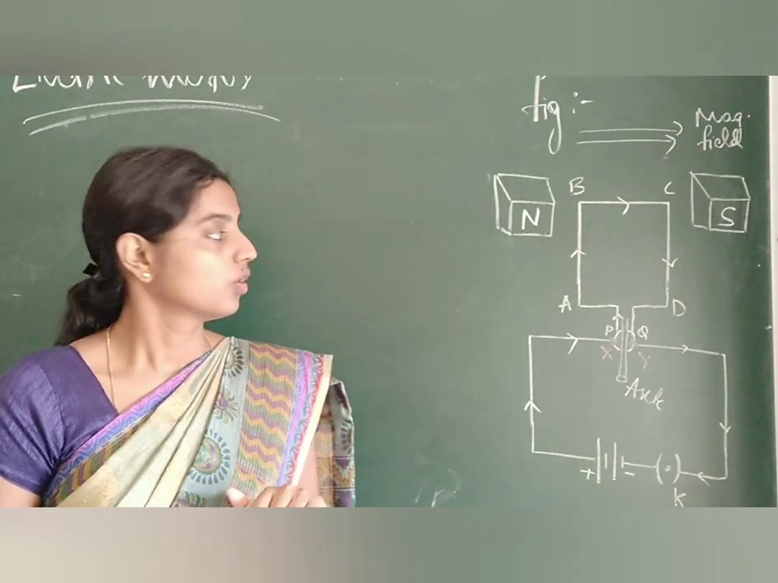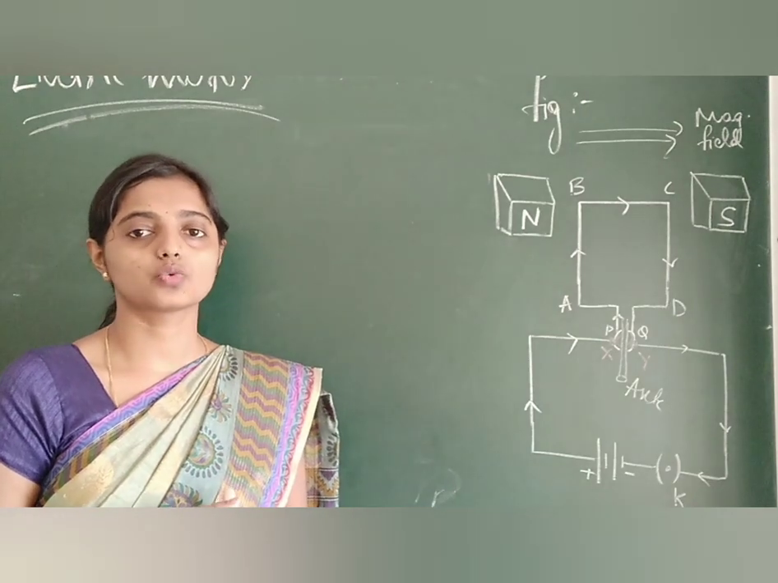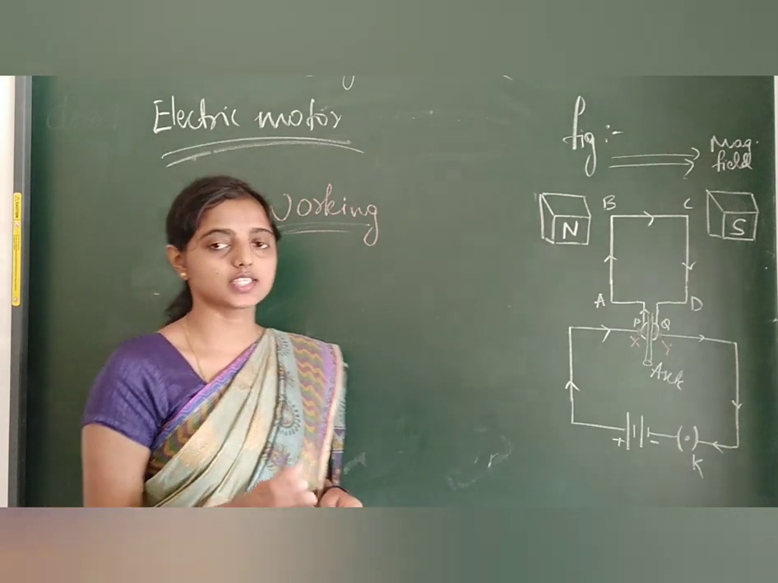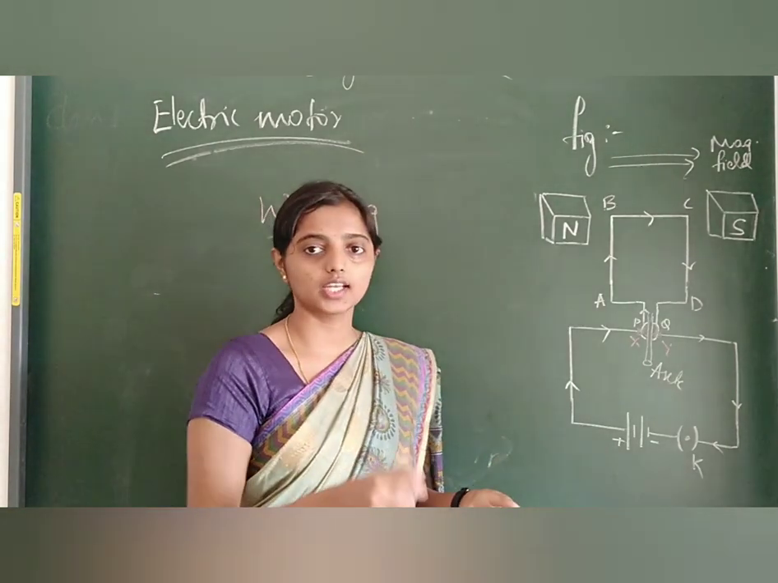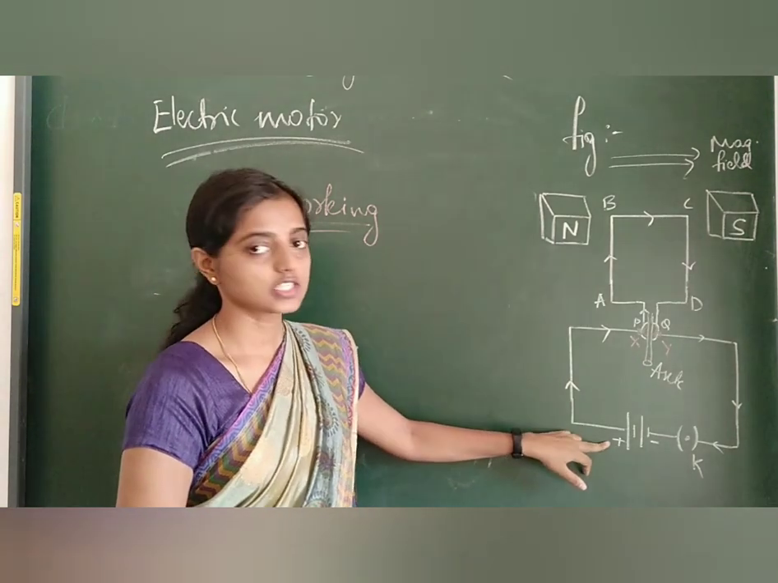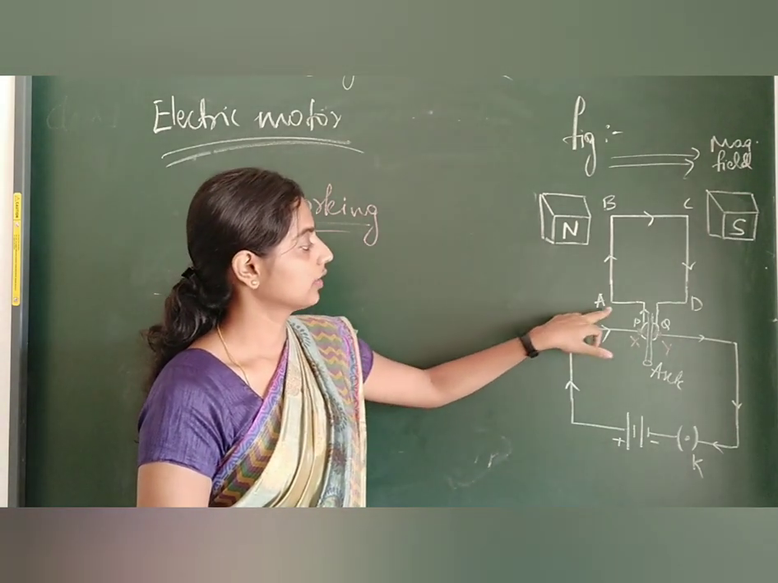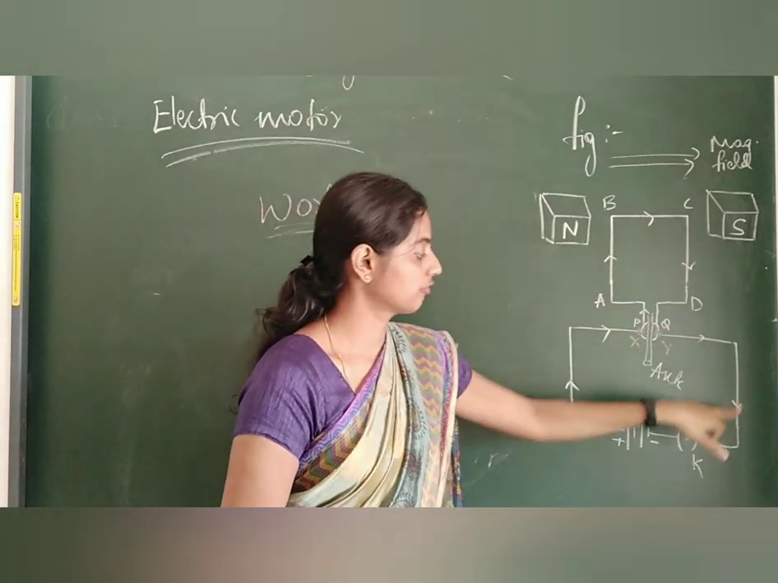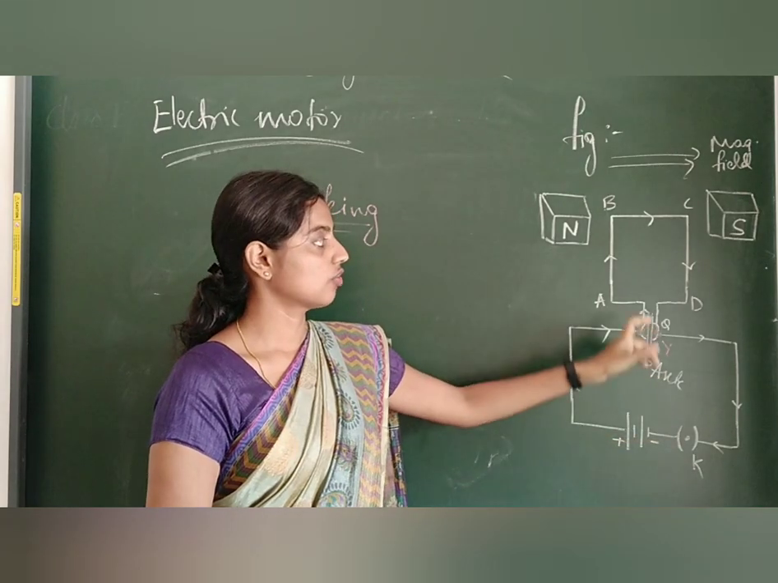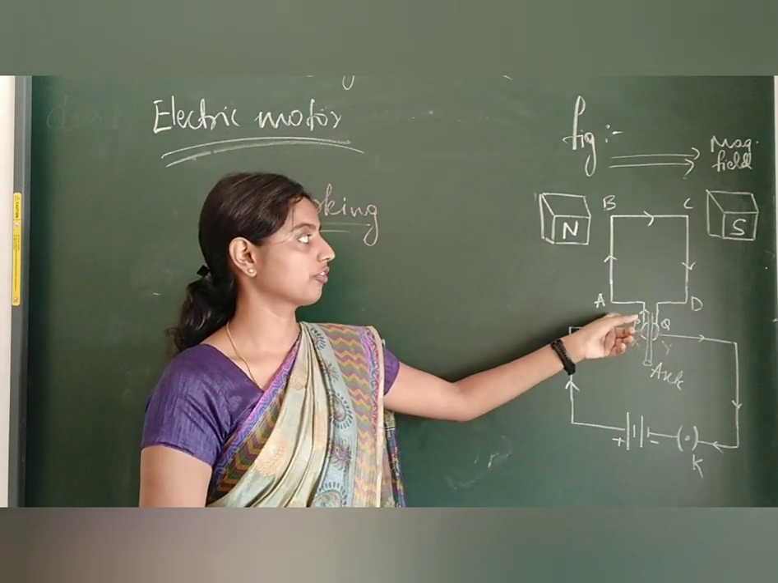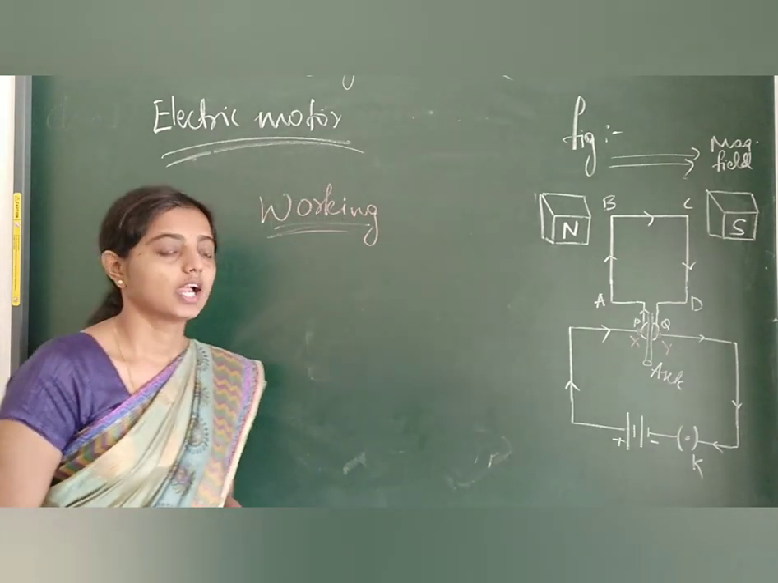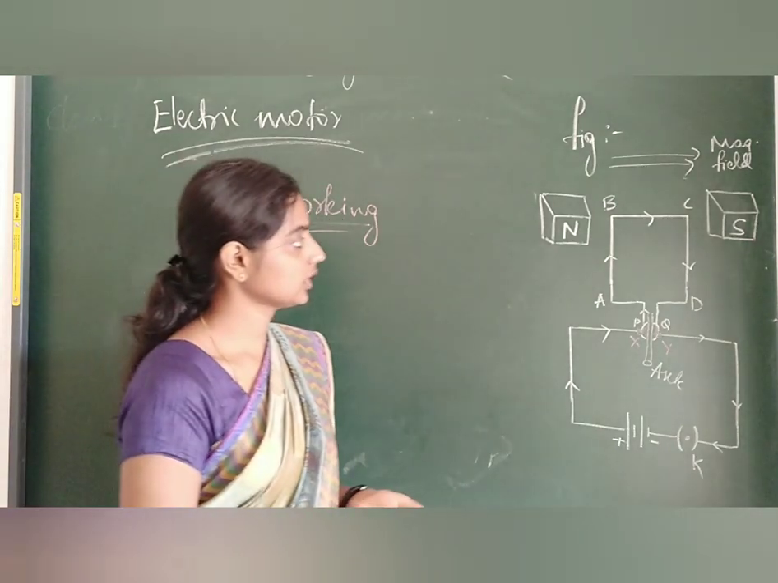Now let us go to the working part. It is also very easy. Now observe the working point. First let us start from the current. As I said earlier, current starts to flow from the positive terminal through A, B, C, D, then it flows back to the negative terminal. So first we need to show the direction of current flowing. It will flow from A, B, C, D in the coil. This is the first point.